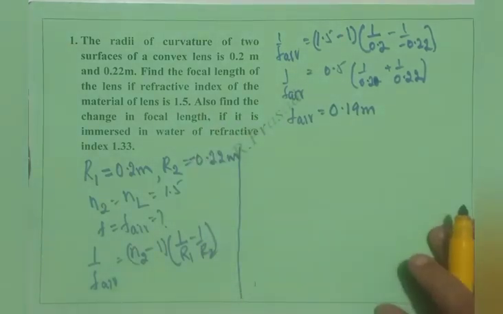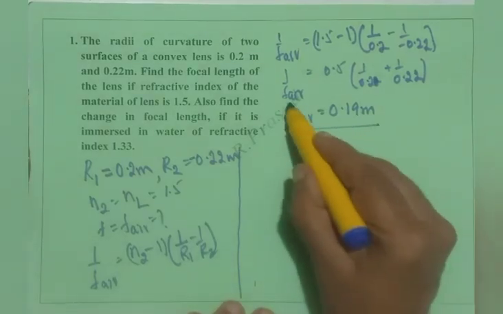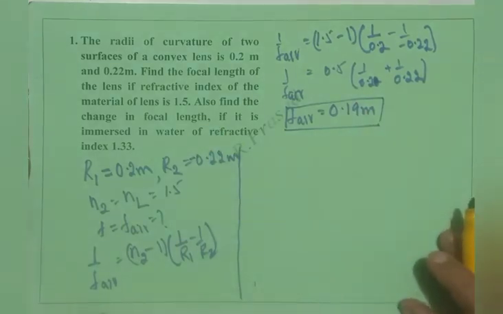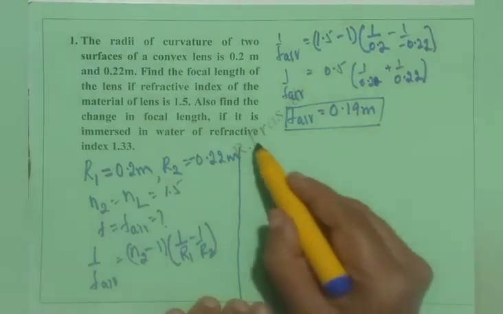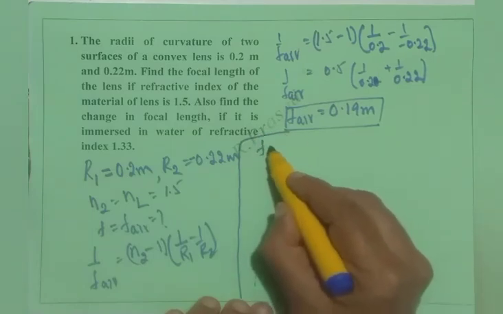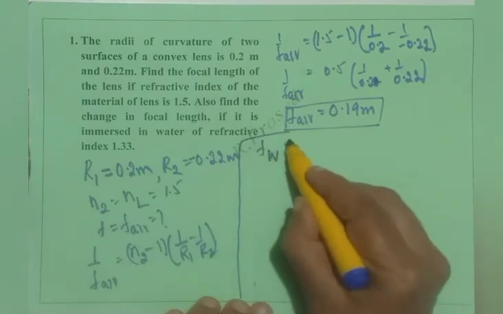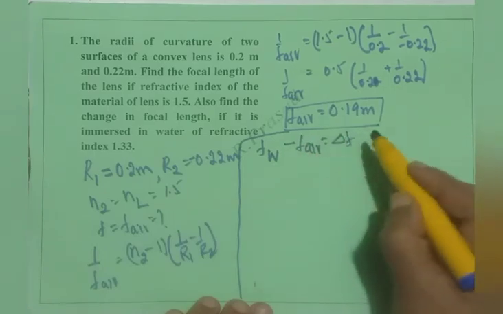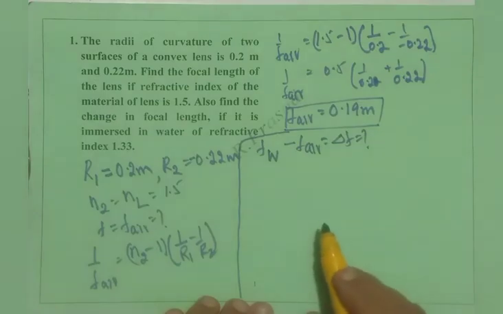Find the focal length of the lens if the refractive index is 1.5. Now we go for the second part. We are also asked to find the change in the focal length if it is immersed in water of refractive index 1.33. We are asked to calculate the change, that means Fw, the focal length in water, minus F air. That is what we call delta F to be calculated.